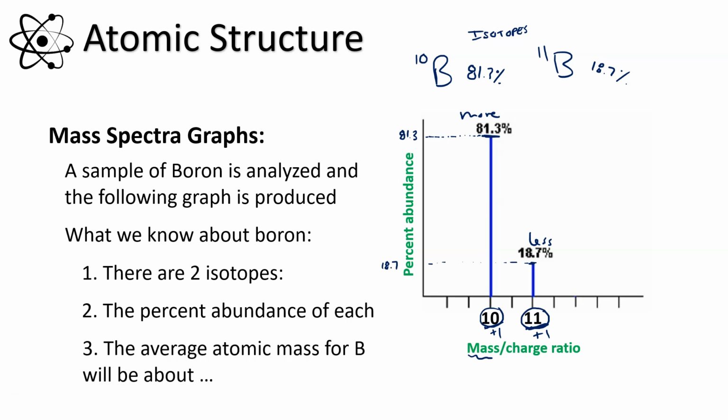And the only other thing I'll add in is that you could do some extra work to calculate the average atomic mass for boron. I'm not going to walk through that, but right now we have all the information needed to do so, like that you could take that mass of 10 and multiply it by the relative abundance. Take the mass of 11, multiply it by its relative abundance, 0.187, get those answers, add it together, and calculate your average atomic mass for boron.